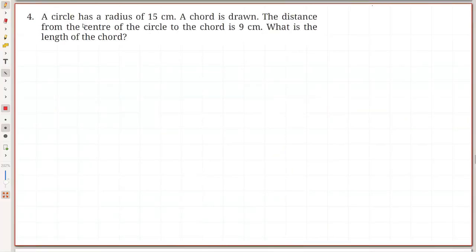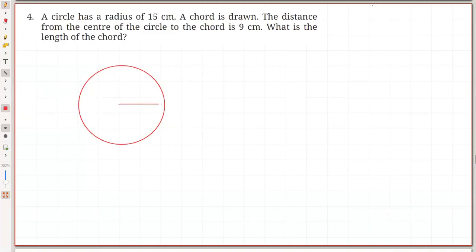Fourth question. A circle has a radius of 15 centimeter. A chord is drawn. The distance from the center of the circle to the chord is 9 centimeter. What is the length of the chord? First, let me draw the diagram. A circle has a radius of 15 centimeter, so I have to draw the circle first. Now this is a circle with radius 15 centimeter, and this is the center.